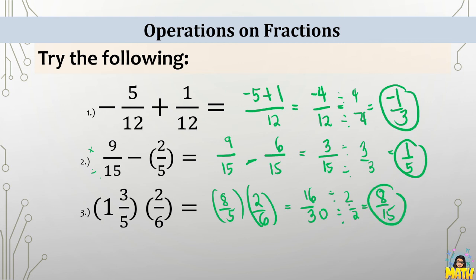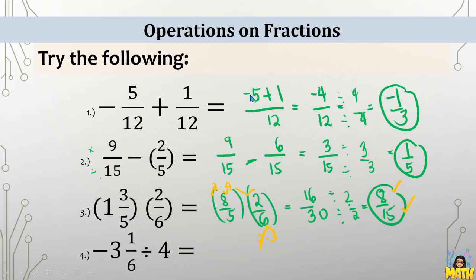Or another method is by getting their common factors, wherein ang common factor ng 8 ay 2, wherein the factors of 8 are 2 times 4, while the factors of 6 are 2 times 3. Ang common factor ay 2. So here we can have 4 times 2, 8, and 5 times 3 is 15. We'll have the same answer.